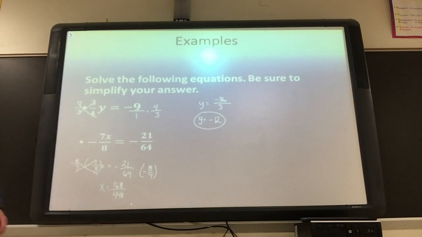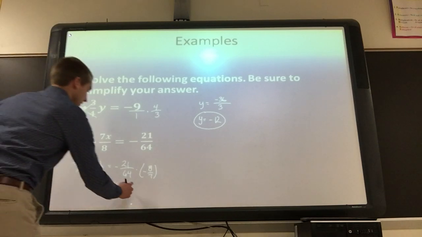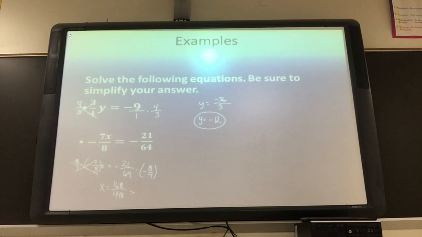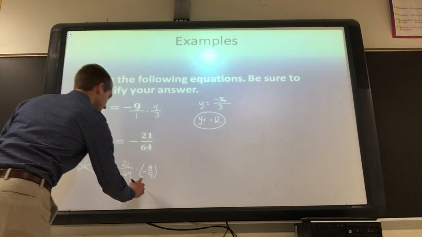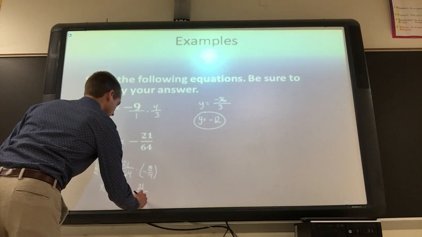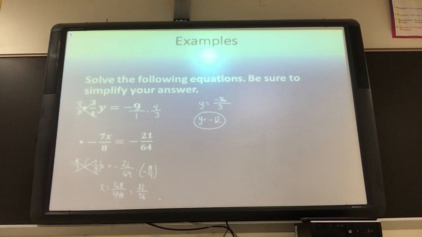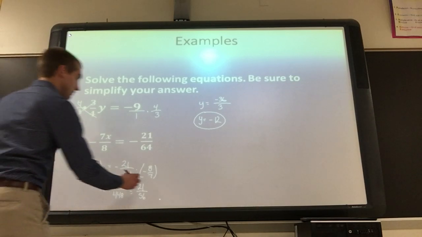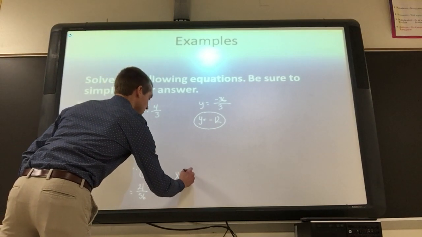Now you can simplify this. You can divide by a few different things, but if you simplify it, eventually I'm going to end up with 21 over 56. Divide both of those by 8, I end up with 21 over 56. I can divide both of those by 8 one more time as well. I'm sorry, divide them by 7, not by 8. Divide both of these by 7. And when you divide both of these by 7, you get x equals 3/8.